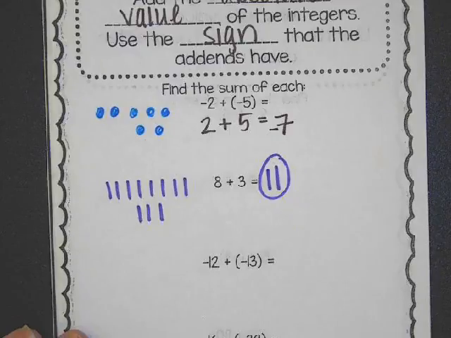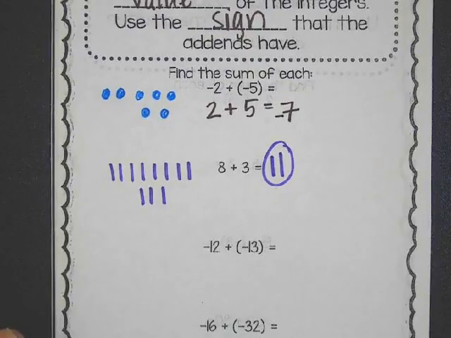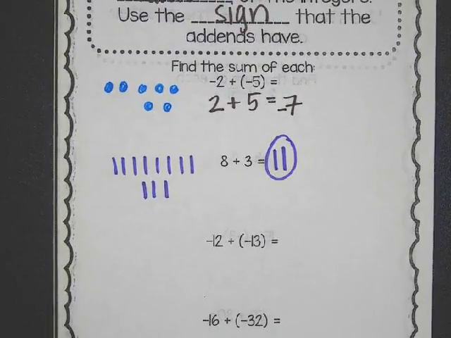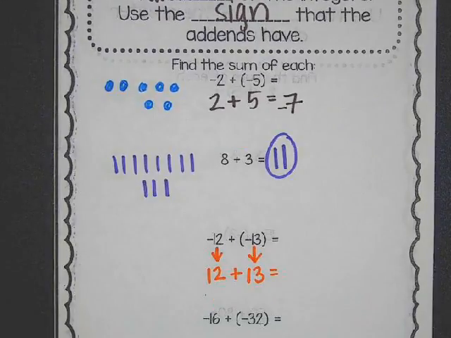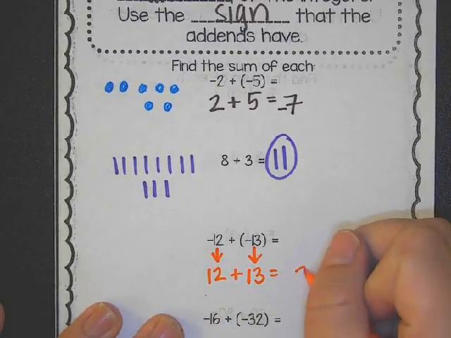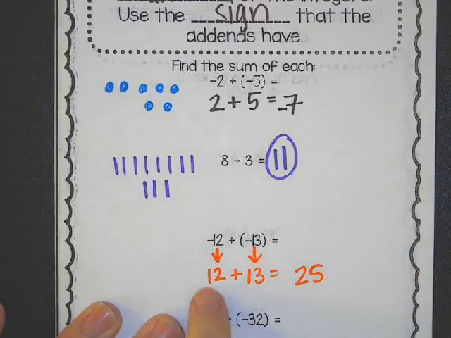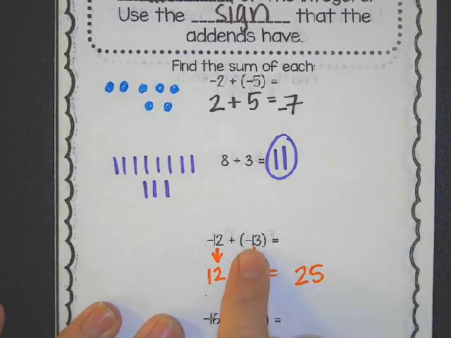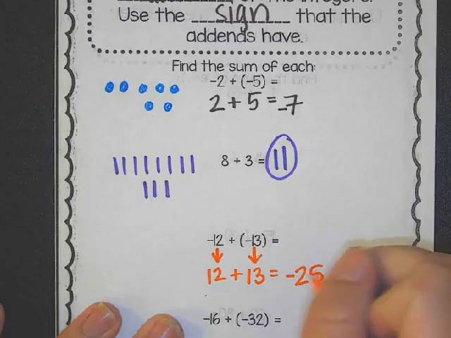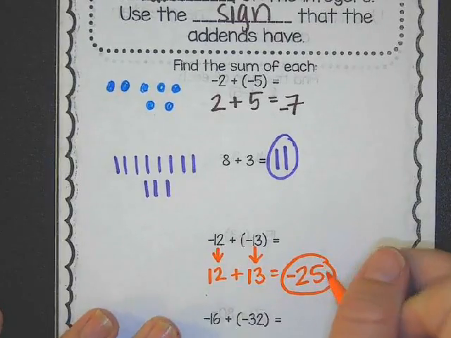Go ahead and I'm going to ask that you pause the video in just a moment and try -12 plus -13. Let's see how you did here. Looking at -12, it is 12 spaces away from 0, and -13 is 13 spaces away from 0. 12 plus 13 gives me the total of 25. Seeing that they both have the same sign, that is negative, my answer should also have a negative sign.